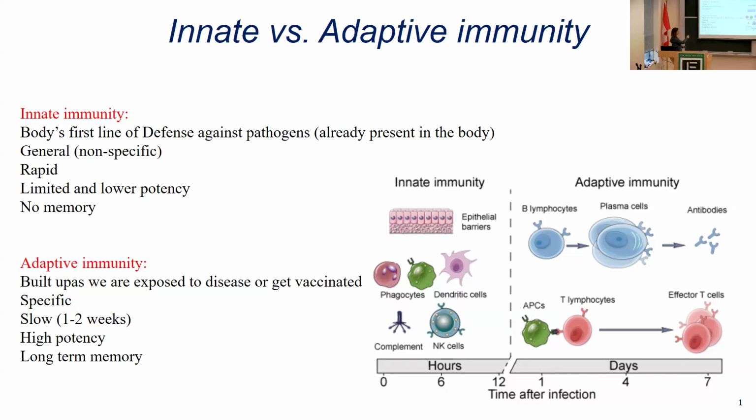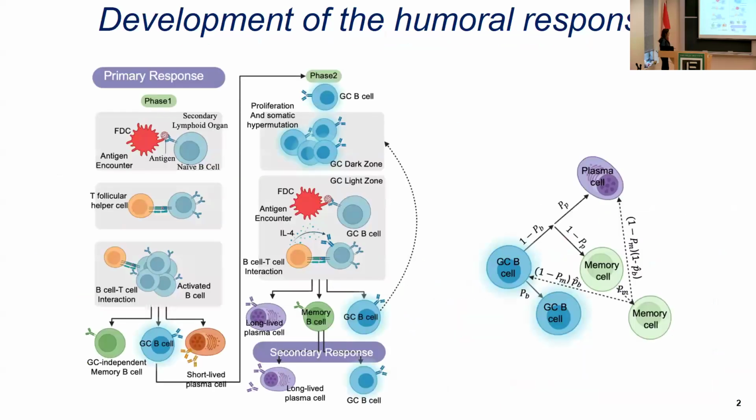But we have also adaptive immunity, which is the opposite of the innate. It is built up when we are exposed to disease or get vaccinated. It is specific to the virus, for example, HIV or SARS-CoV-2. It is slow to be activated. It has high potency and long-term memory. The main parts of the adaptive immunity are B cells and T cells. And the adaptive immunity has two parts, humoral immunity and cell-mediated immunity. In this paper, we focus on the humoral immunity, which is the antibody-mediated immunity. And we studied the B cell activation in primary response and the secondary response.